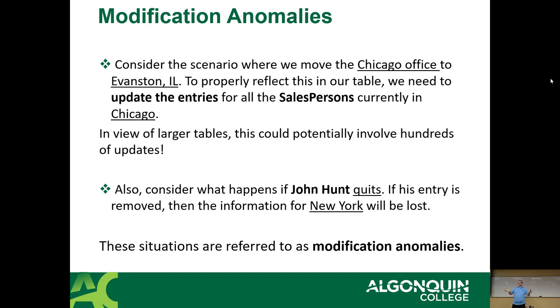So modification anomalies. Consider where we want to move the Chicago office to Evanston instead. The problem is that to reflect that in the table that we have, we have to update the entries for all the salespeople already in Chicago, which means we got to change it in more than one place. Two rows, it's nothing. 10 million rows, it's something. And in view of larger tables, this could potentially involve hundreds of updates.